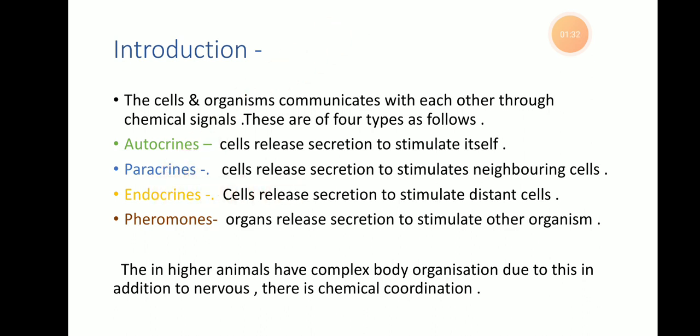Endocrine. So this is again very important because any cell has to secrete such type of secretion to stimulate the distant cells. Okay, that means the cells are present away from the first host cell, and that secretion of that cell is targeted to that distant cell, and this signal is known as the endocrine signal.